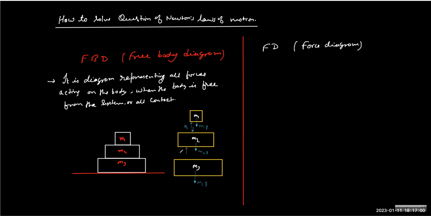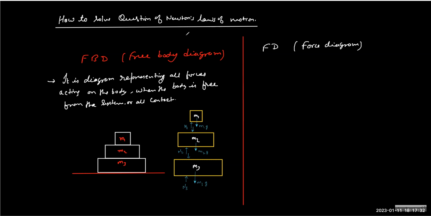Similarly for M2, I have already shown N1, but for M2 there is one more contact acting from below, from the other surface, which we can call N2. The same N2 will act on M3 in the downward direction. And finally, the ground is touching M3, so it will exert a force. You can draw N3. So this is called the FBD. In the FBD, what we do is represent the force where it is acting, on the respective surfaces.